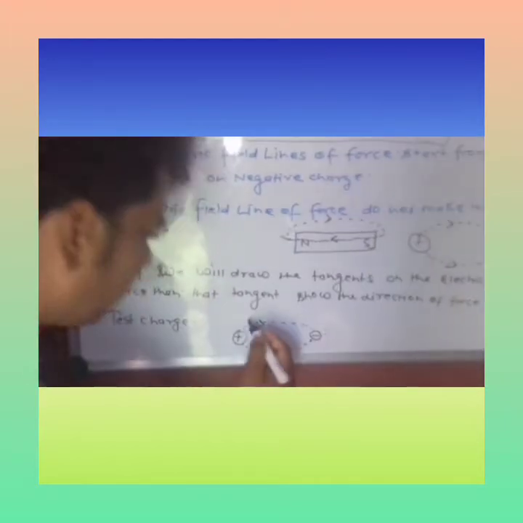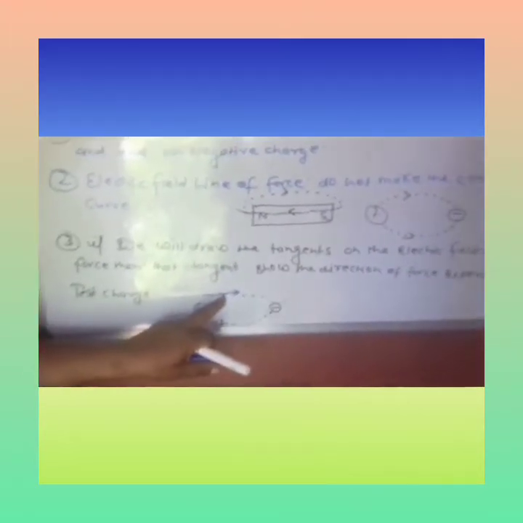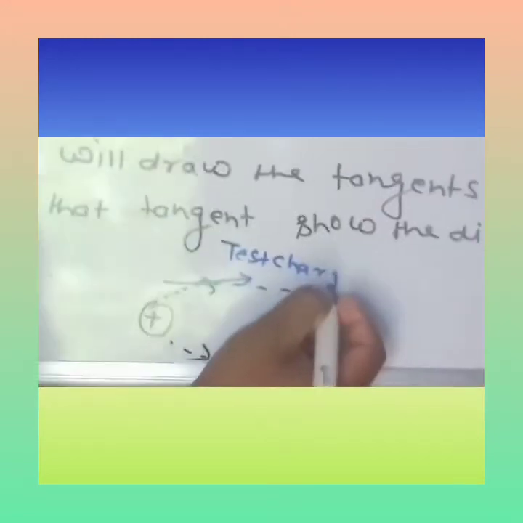These are the electric field lines which originate from the positive charge and move towards the negative charge. My dear students, if I draw the tangent on the electric field line of force, then that tangent shows the direction of force experienced by a test charge.